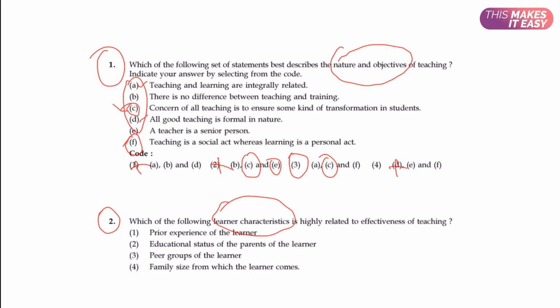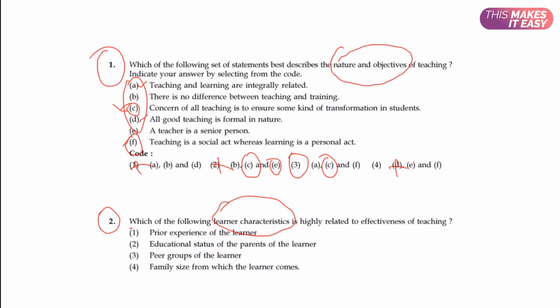Let's read the other statements as well. Then only we will come to the correct answer. Educational status of parents of the learner. That is also related, but not as much as the first statement. Prior group of the learner. That is also related, but not as much as the first statement is related to the effectiveness of teaching.